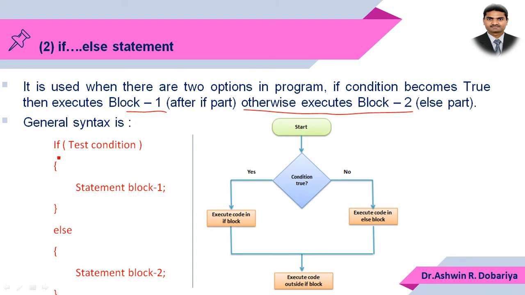So how can we write it? The syntax is if, then we have to mention the condition. If this condition becomes true, then it will execute the true part. It means the immediate part of the if condition, right?